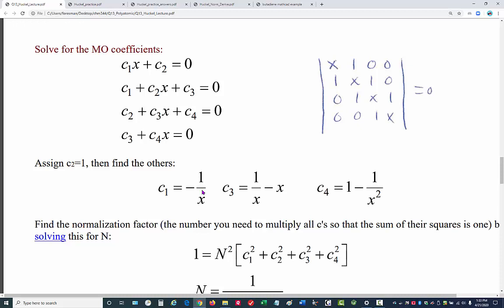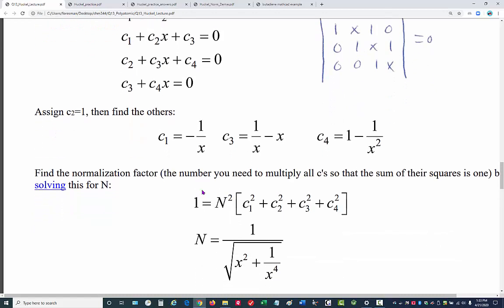And then finally, for C4, I can use the third equation and solve for C4, and I get 1 minus 1 over x squared. So we've got all of the coefficients figured out at this point because we know the value of x, and we can plug in and get each of these. As I said, that'll give us 4 numbers that will work.